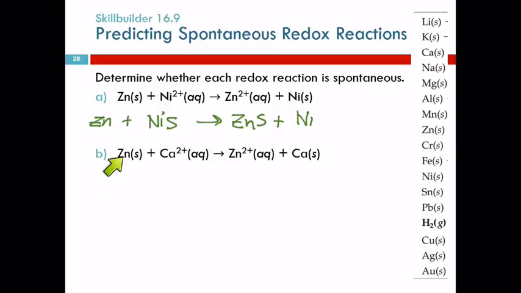Let's look at this one. Here we have zinc and calcium. So here's calcium, and here's zinc. Calcium is more active. In this equation, calcium is the ion. That means he's already got the girl. Is he going to give it up to zinc? Zinc can't steal the girl. So this reaction will not occur spontaneously. It can be forced to occur, but it will not happen on its own. Any questions?